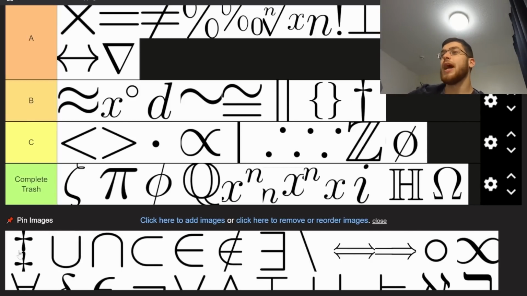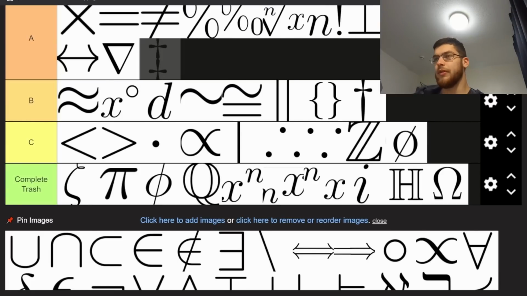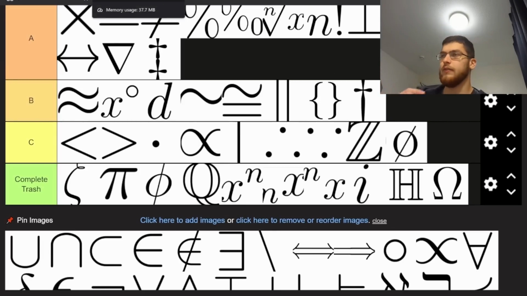This, however, I don't know why I like this one more than this, but I'm not going to put it in S tier. I am going to put it in A tier because this is used as like a special operation, and it just looks like a special operation, doesn't it? It's used, well, not as a special operation. The correct term is a custom operation.